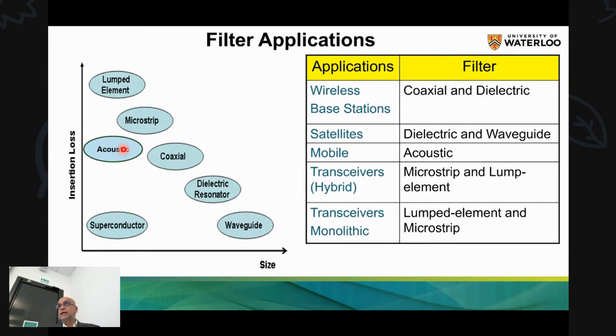Acoustic is somewhere in here, because you have extremely low size. Insertion loss, I would say, is between microstrip and coaxial. Okay, it's closer to the microstrip, but has not reached the coaxial. Of course, the superconductor is the greatest, but with a superconductor you need a cooler, so you need to take that into consideration.